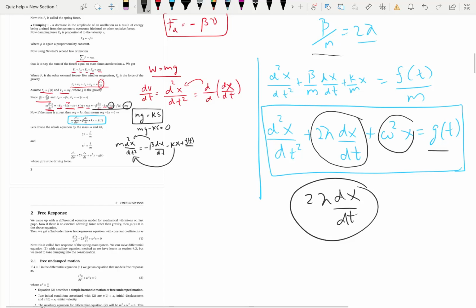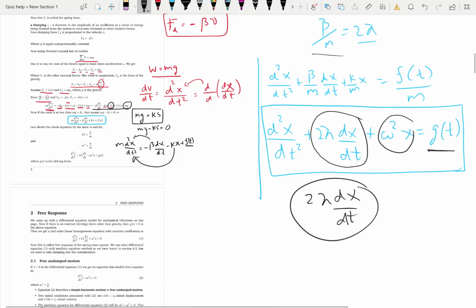Now notice g is only a function of time, because this is a linear differential equation, right? The driving force only depends on time. If the driving force depends on the displacement, this is a non-linear differential equation, right? Because the non-homogeneous function should not be a function of the dependent variable if you want a linear differential equation.